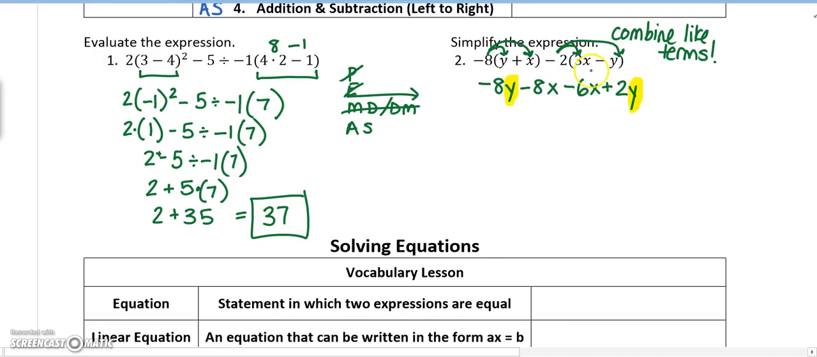So it's negative 8 plus 2, which is negative 6. Keep the variable part. And then I have an x here and an x here. Those are exactly the same variable parts, so I can add them. Negative 8 minus 6 is negative 14. And since these have different variable parts, I can't keep going. That's as simplified as it's going to get.